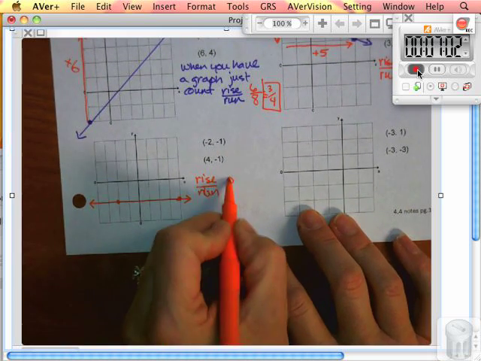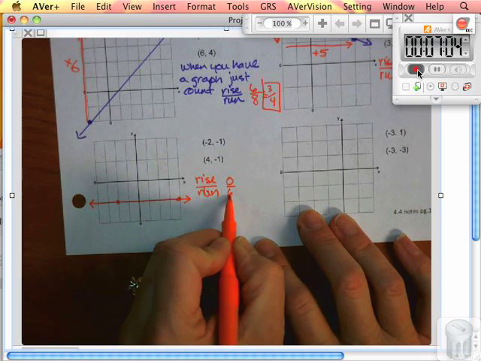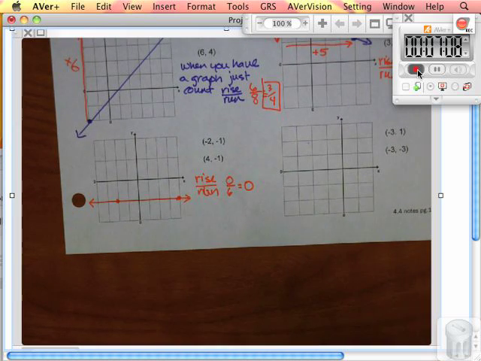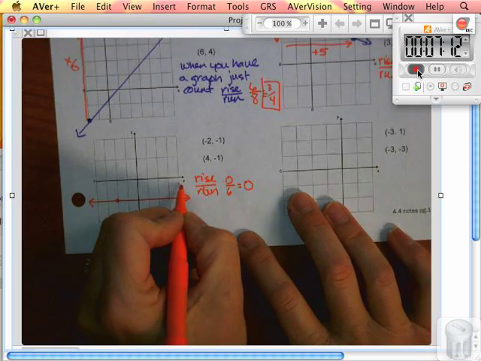My run from here to here is 6. When I divide, I get 0. So the slope is 0. Okay? The slope is 0.